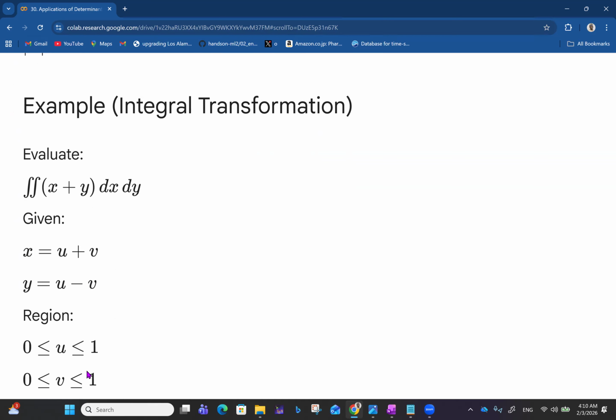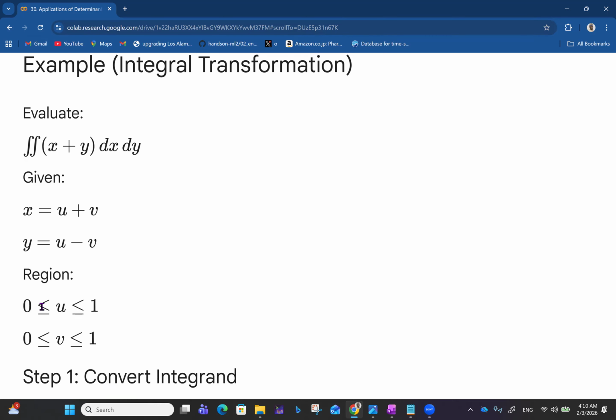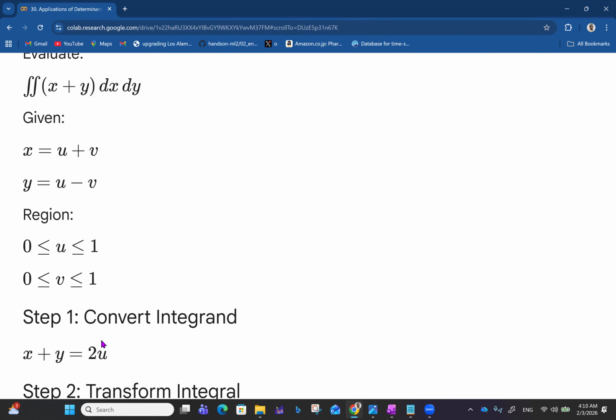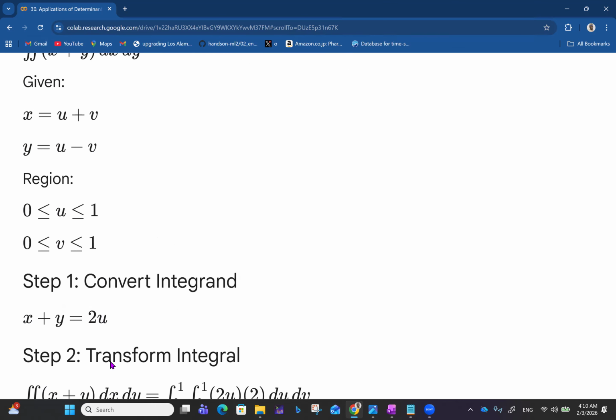Then we can talk about an example of integral transformation. Imagine you want to evaluate the double integral of x plus y dx dy, and you are given that x is u plus v, y is u minus v. The region is u from 0 to 1, and v from 0 to 1. Then you can convert the integrand. If you add the two together, x plus y is equal to 2u, since the v and minus v cancel. So x plus y equals 2u. That's you converting the integrand.